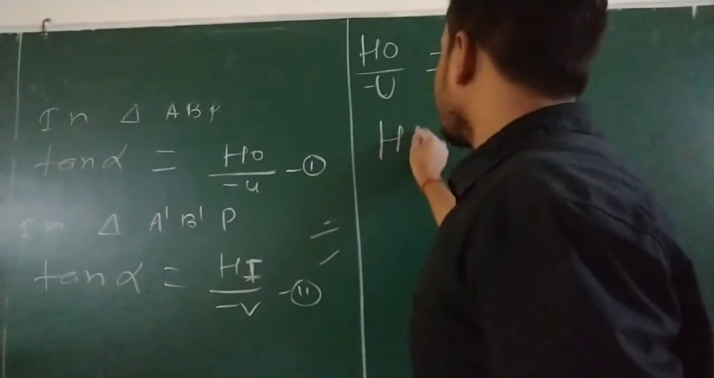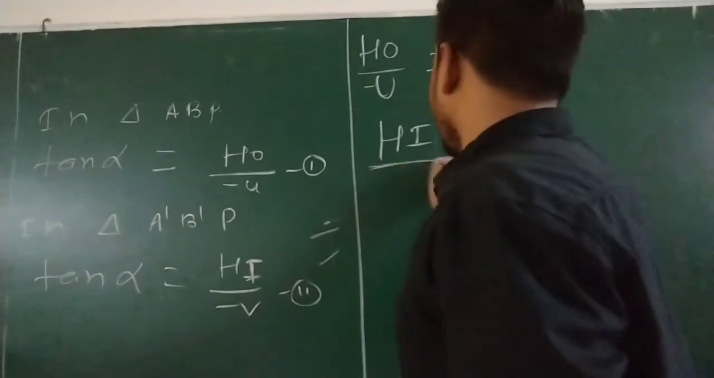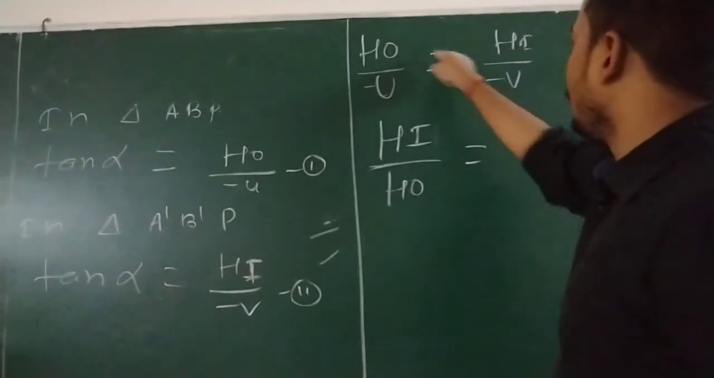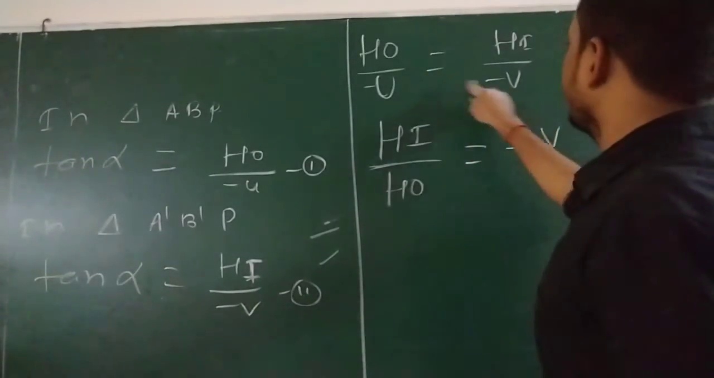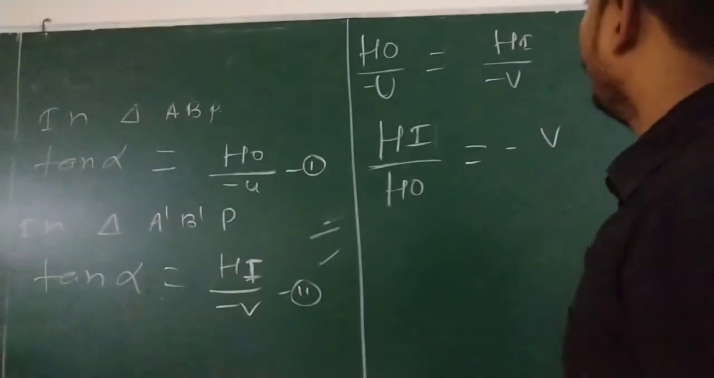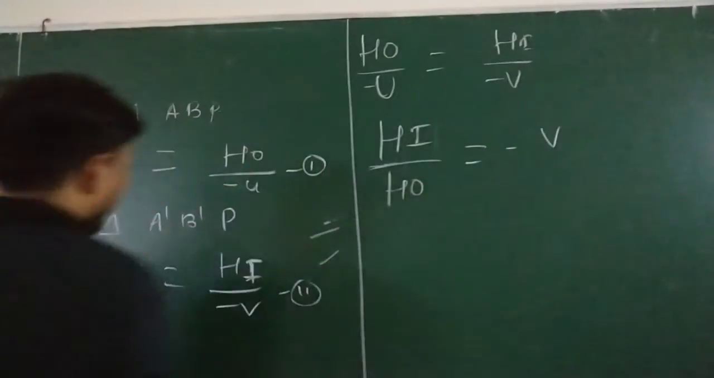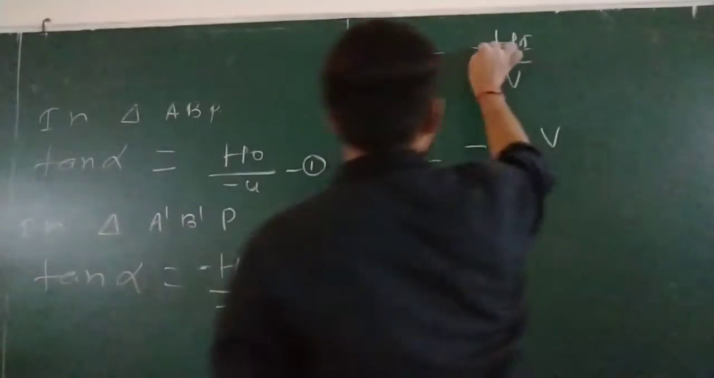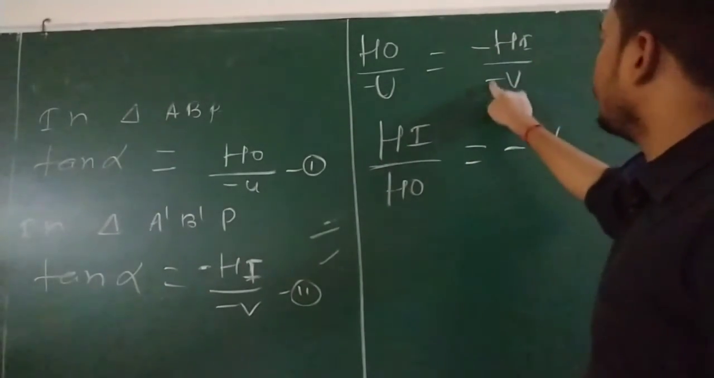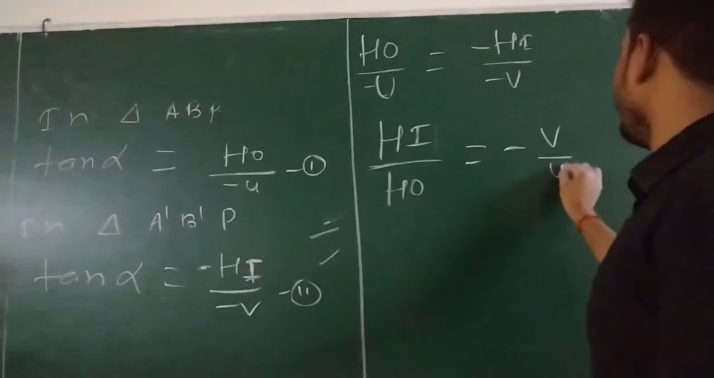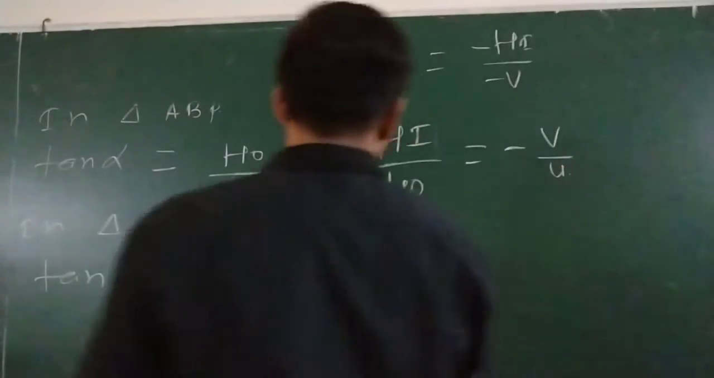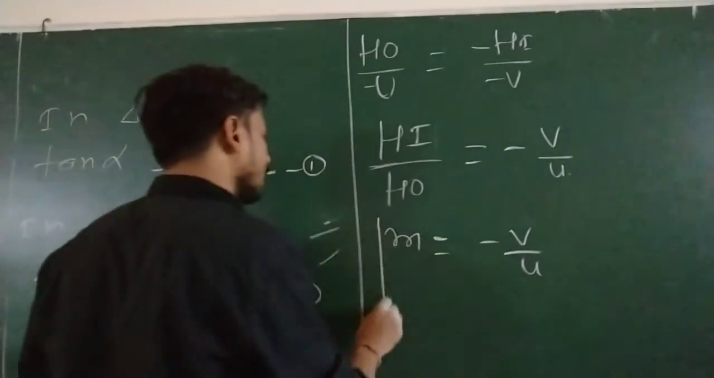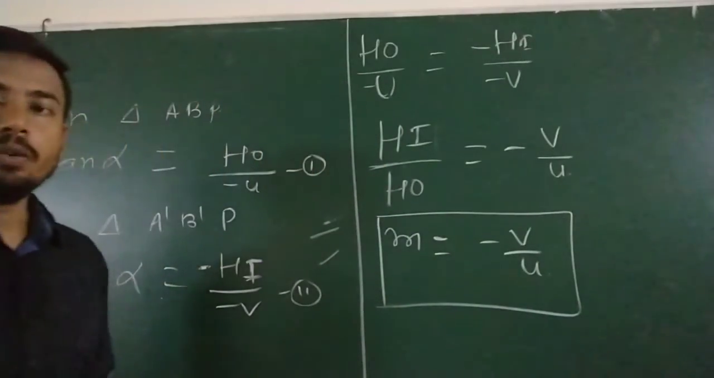According to the definition, height of image divided by height of object is called lateral magnification. Here we have made some mistake. Height of object is negative because it is downward from the principal axis, so it is also minus. From here the minus gets cancelled, so it comes minus v by u, and this is called lateral magnification. So lateral magnification m is equal to minus v by u. This is the formula of lateral magnification.